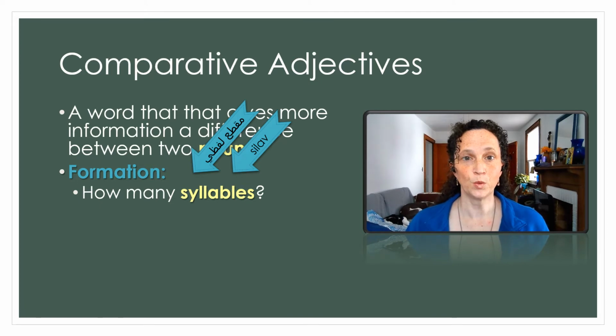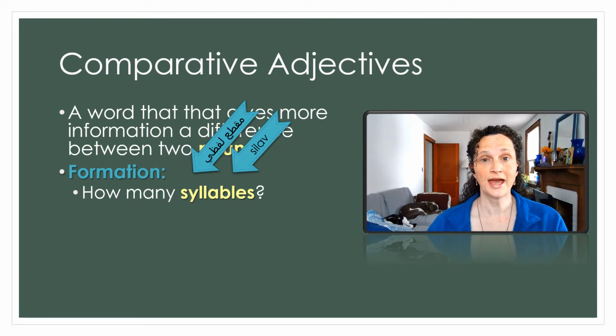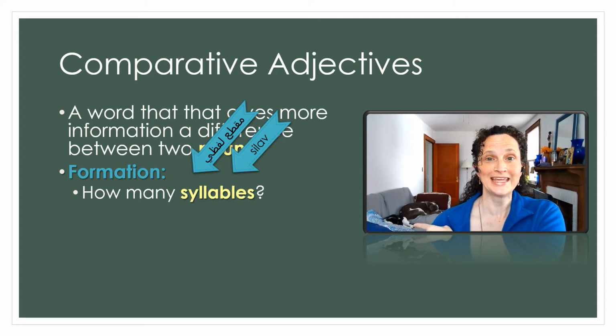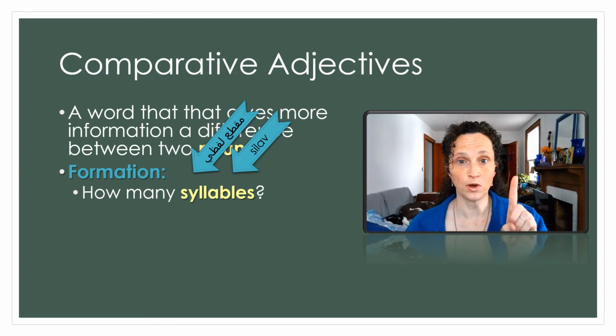In the Unit 1C video, we talked about the idea of syllables. Syllables are how many times you drop your chin. So, for example, the word dog has one syllable. The word cat has one syllable.